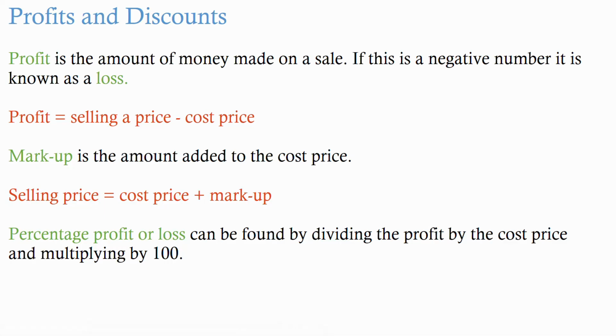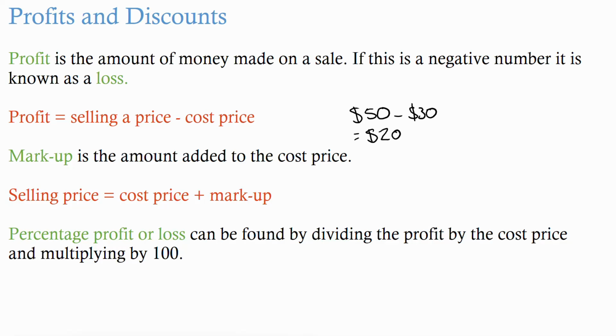If we are selling an item for $50 and the company paid $30 to get it or make it, then we've made $20 profit. A markup is the amount added to that cost price, usually to make the profit. So selling price is cost price plus the markup price.